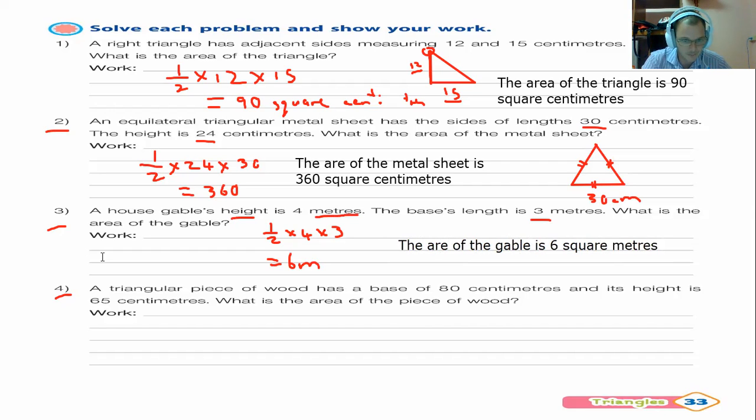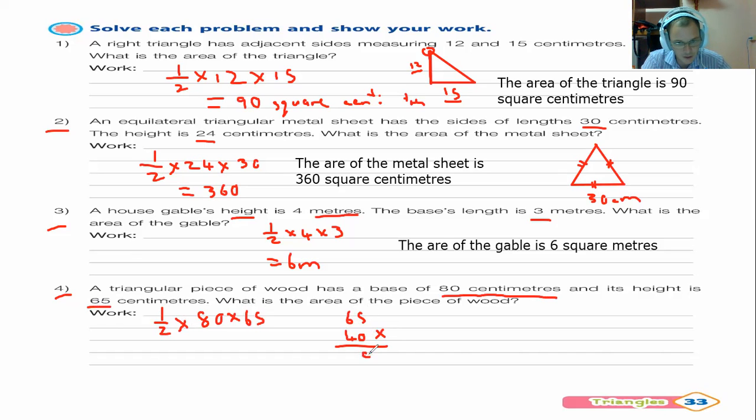A triangular piece of wood has a base of 80 centimeters. So here again, centimeters, 80 centimeters. And its height is 65 centimeters. What is the area? Again, write our formula. Always, without the formula, no marks. Half times 80 times 65 equals 65 times 40. Multiply by 40 because a half times 80 is 40.